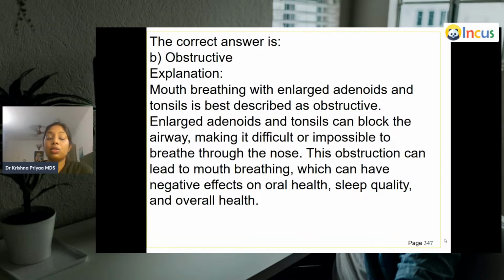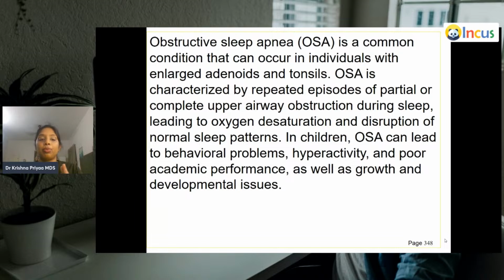And this obstruction can also lead to mouth breathing, which may affect sleep quality, and thereby it's obstructive. We have to understand what it affects rather than what it gives. So, mouth breathing may lead to an obstructive scenario because of enlarged adenoids, which will restrict the airway into the lungs. So obstructive sleep apnea is one of the conditions associated with mouth breathing habit, which results in repeated episodes of partial or complete upper airway obstruction during sleep.